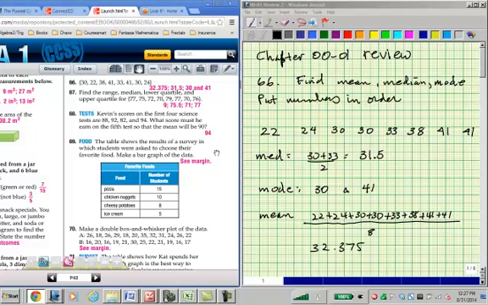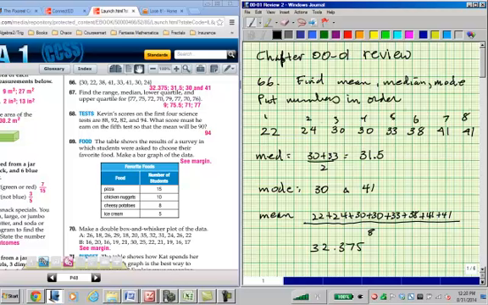Now, there's 8 numbers. The median is the number that's in the middle in terms of sequential order. 1, 2, 3, 4, 5, 6, 7, 8. So there's no number in the middle because the number of numbers is even. So we take the 2 middle numbers, add them together, and average them. And that gives us the median. So the median is 30 plus 33 divided by 2, 31.5.